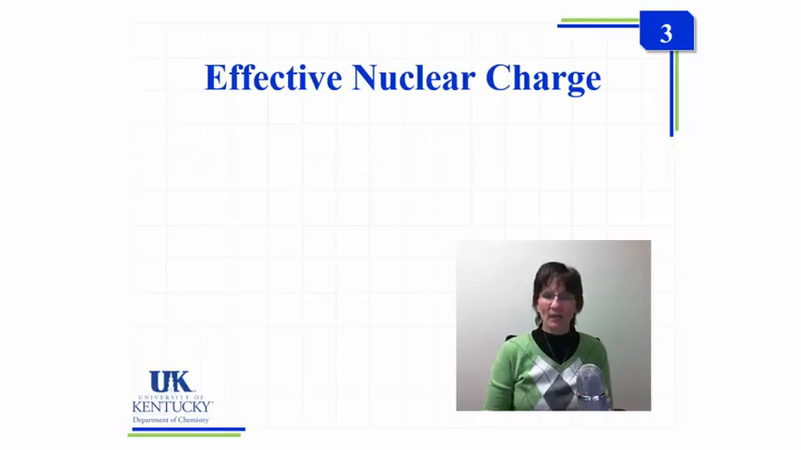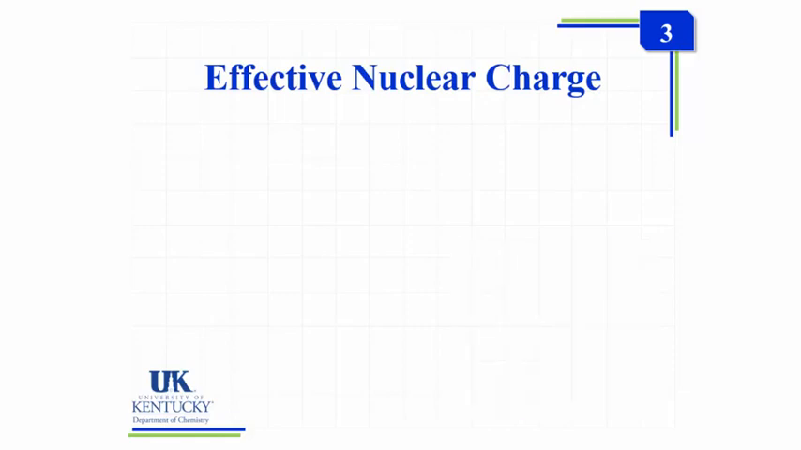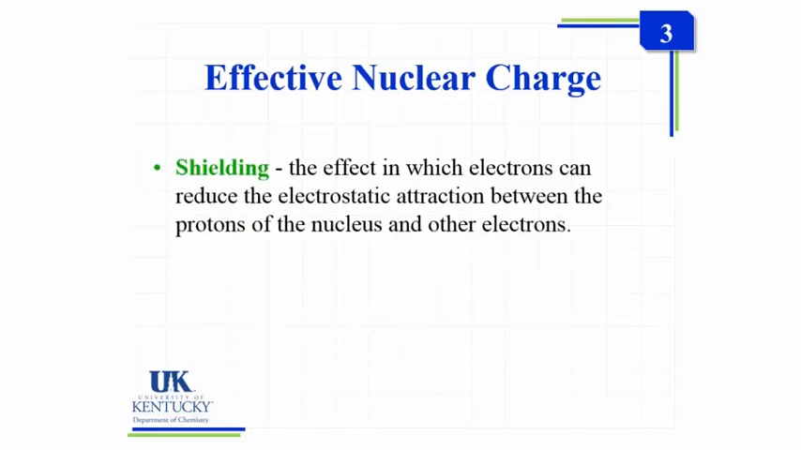In our third learning objective, we're going to be developing an understanding of effective nuclear charge. And we're going to see the role that effective nuclear charge has in the size of atoms or size of ions. To understand effective nuclear charge, we must begin by understanding shielding. Here's the definition: the effect in which electrons can reduce the electrostatic attraction between the protons of the nucleus and other electrons.